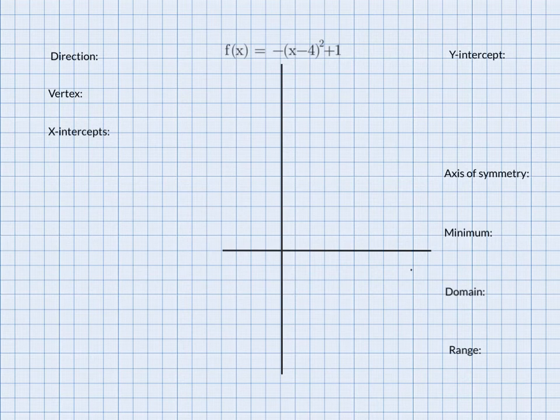Okay, here is your example to try. You have f of x equals negative the quantity x minus 4 squared plus 1. Go ahead and find all of the things that we just found, and you can pause the video right now because in a few seconds you will see all of the solutions. Good luck.